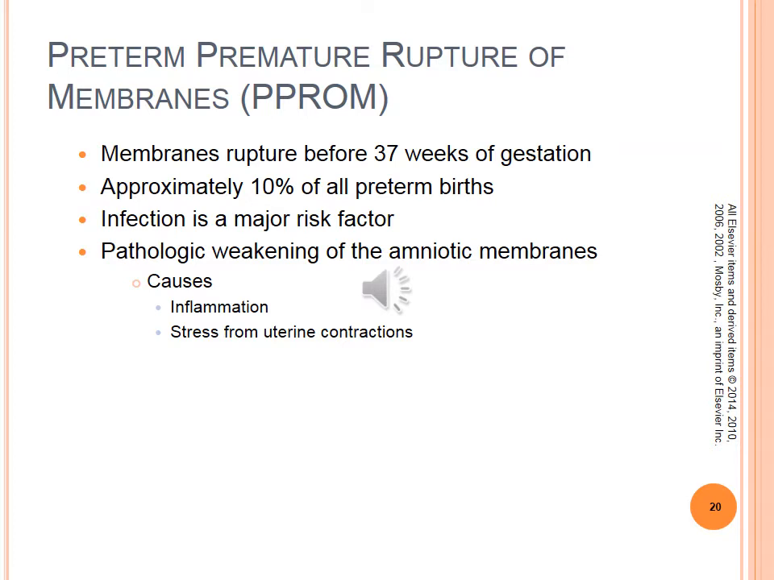Preterm premature rupture of membranes, PPROM. Membranes rupture before 37 weeks of gestation. It accounts for approximately 10% of all preterm births. Infection is a major risk factor. Pathologic weakening of the amniotic membranes. Causes are inflammation and stress from uterine contractions.